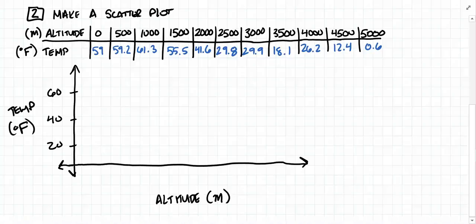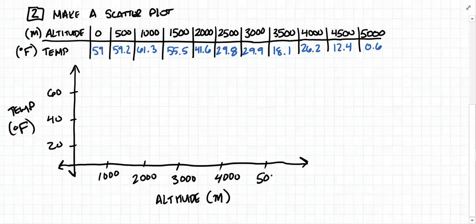Now for the altitude, we have to go all the way up from 0 to 5,000. So let's go by 1,000. Let's call that 1,000, this 2,000, this 3,000, this 4,000, and that 5,000.